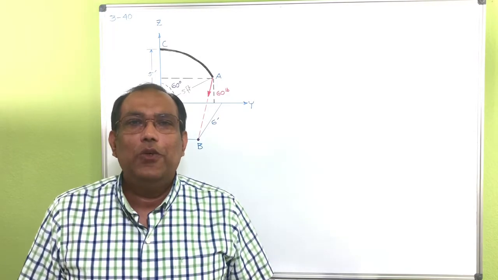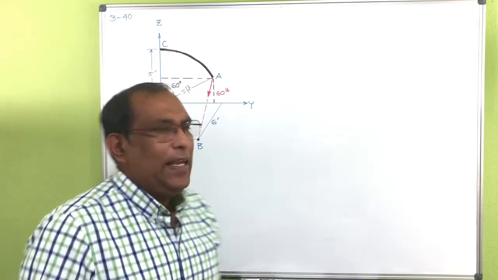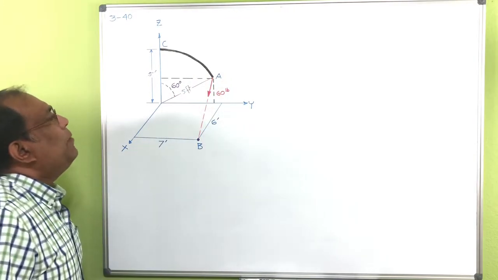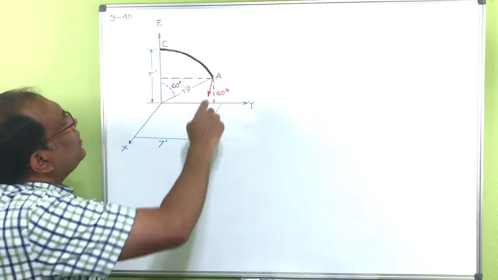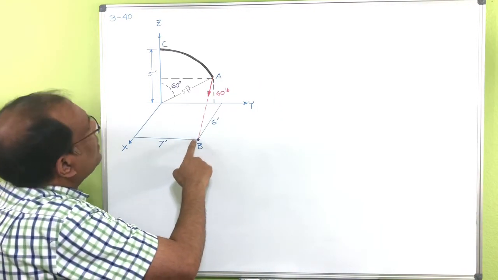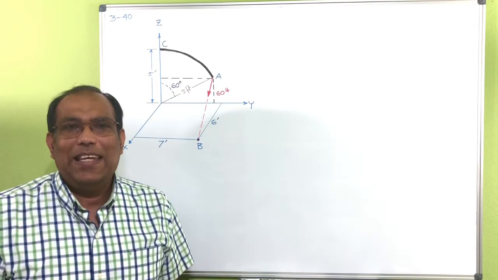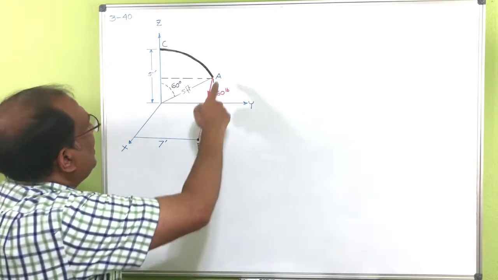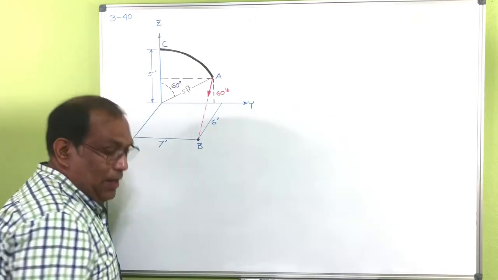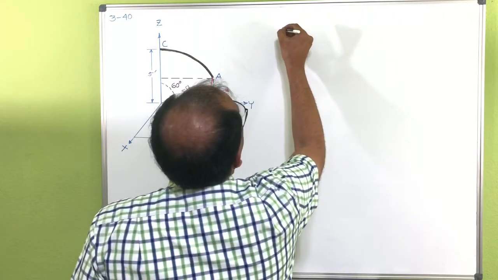Now I am going to do problem number 3-40. This one is saying that this is an arc which has a radius of 0.5 feet, and you can see from A there is a force working towards B, and the magnitude of that force is 60 pounds. Now it's asking how much moment this force will create for point C.